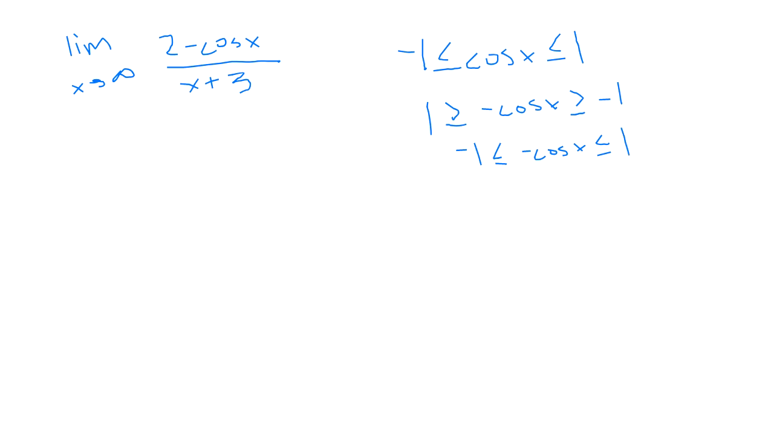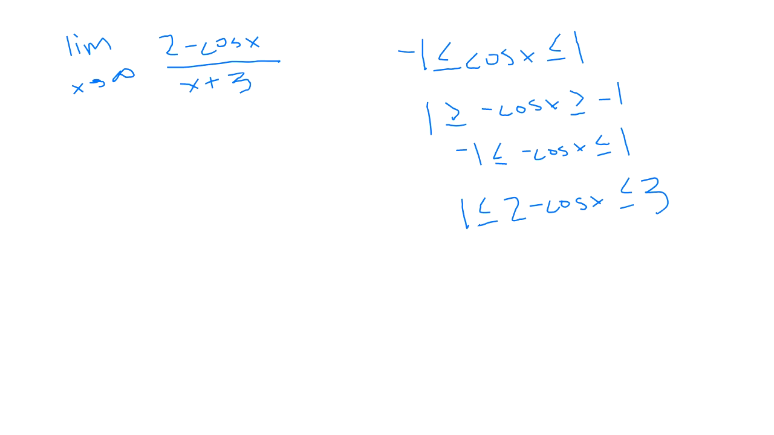Now what we can do is we can actually shift all of this up 2. And this gets us back to our numerator. If we just shift everything up 2, so now we're left with negative 1 plus 2, which is 1, which is less than or equal to 2 minus cosine of x. And then 1 plus 2 is going to be 3.